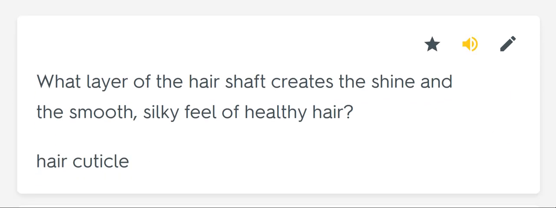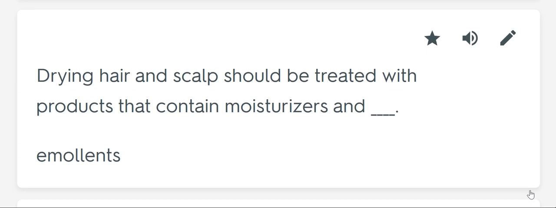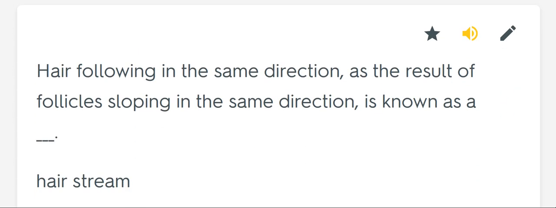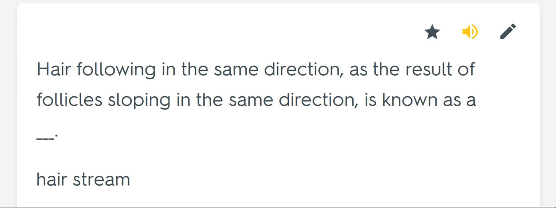What layer of the hair shaft creates the shine and the smooth, silky feel of healthy hair? Hair cuticle. Dry hair and scalp should be treated with products that contain moisturizers and emollients. Hair flowing in the same direction as the result of follicles slanting in the same direction is known as a hair stream.